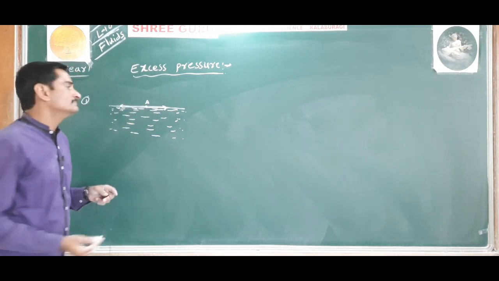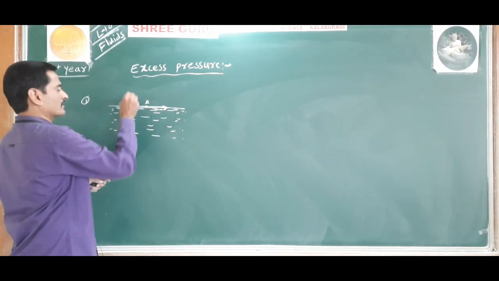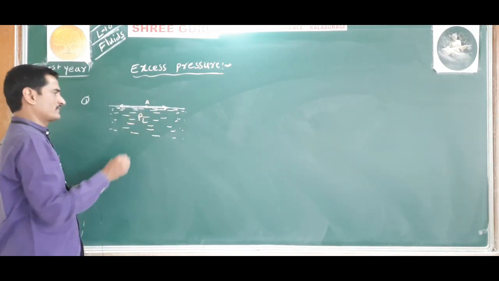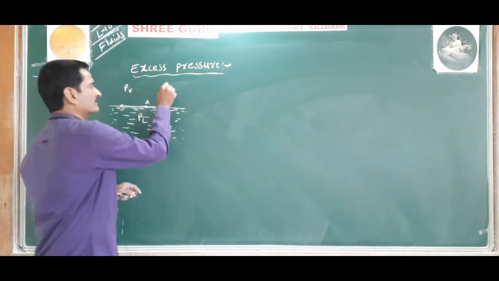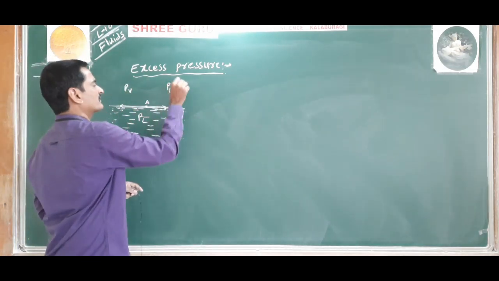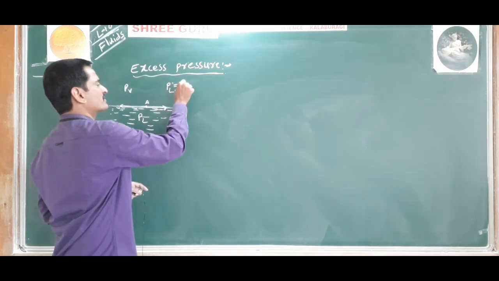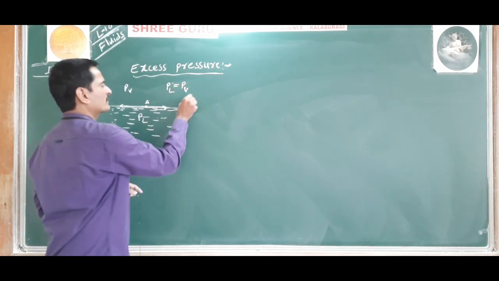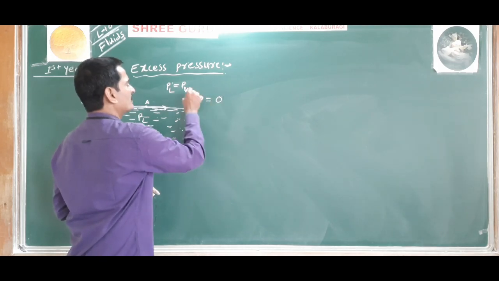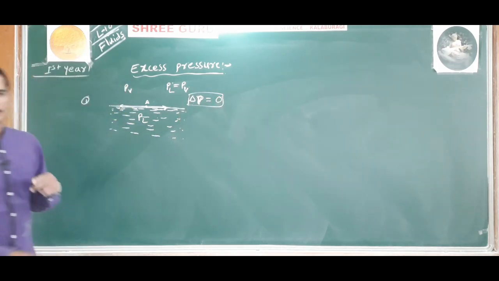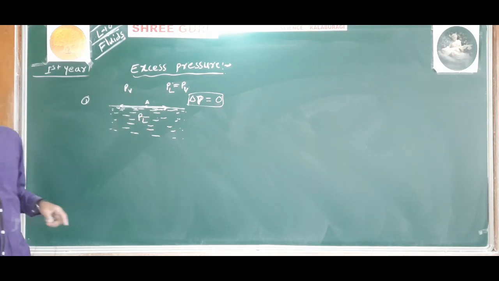Hence the pressure on the liquid side of the surface will be the same as the pressure on the vapor side of the surface. So the excess of pressure, that is the difference of pressure, will be 0 if the surface is a plane surface.